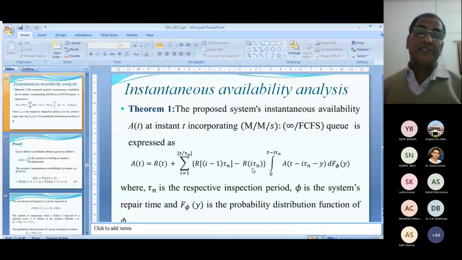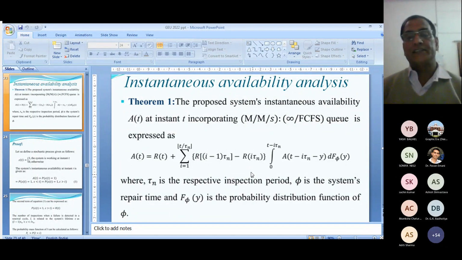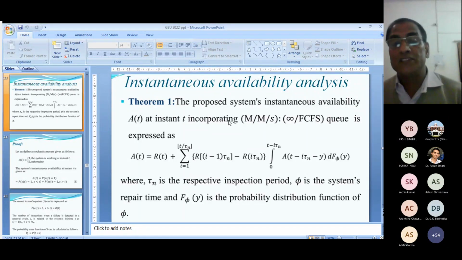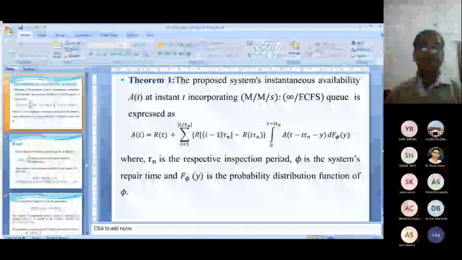Okay, i represents here basically the interval. Say the first interval I1, second I2, I3, I4, likewise i can have any value. See, as said earlier, tau n is the respective inspection period, phi is the system's repair time, and this F phi(y) is the probability distribution. For this, if this queuing model is incorporated and the inspection period is taken to be uncertain, then the availability of the system will be this much.